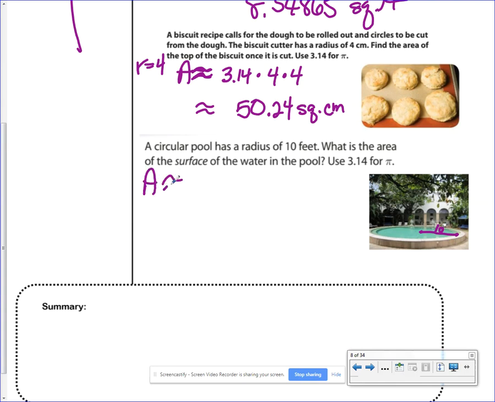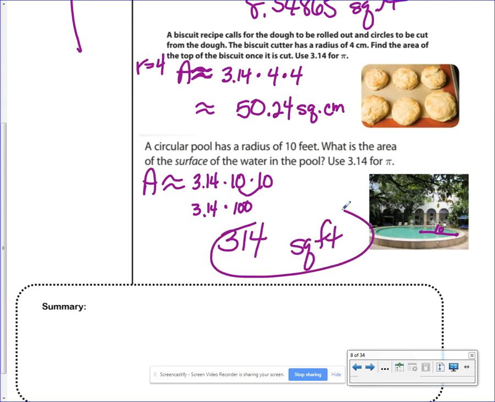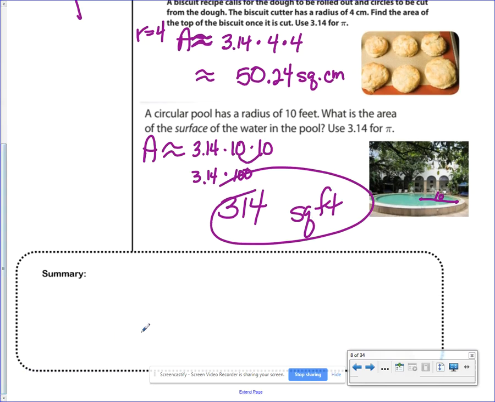Area is approximately 3.14, that's pi, times radius times radius. Hey, hold on. You don't need a calculator. Good grief. 10 times 10 is 100. And when I multiply 3.14 times 100, that basically just moves the decimal point 2 places to the right. Shazam. There you go. 314 square feet. Cool.